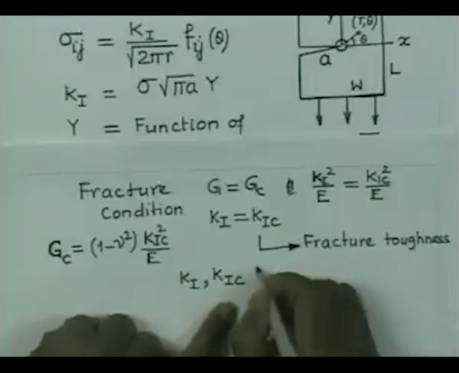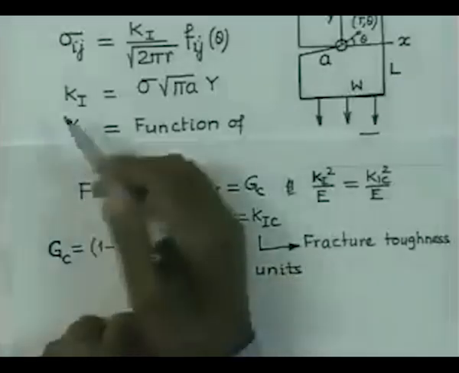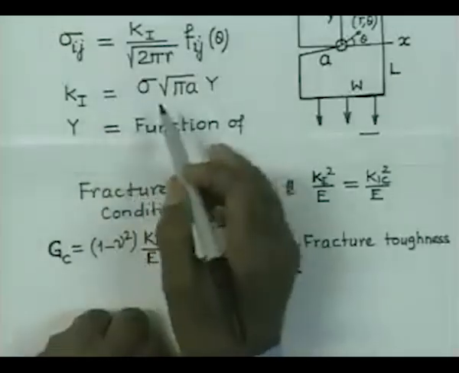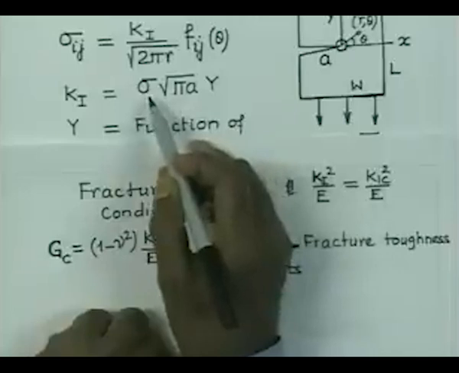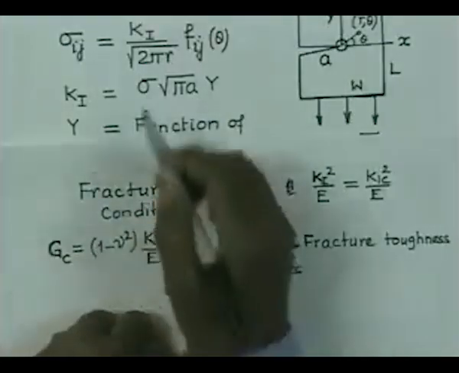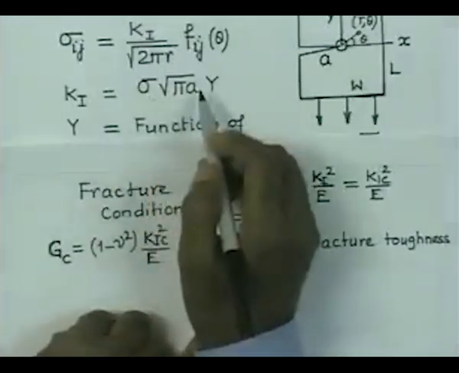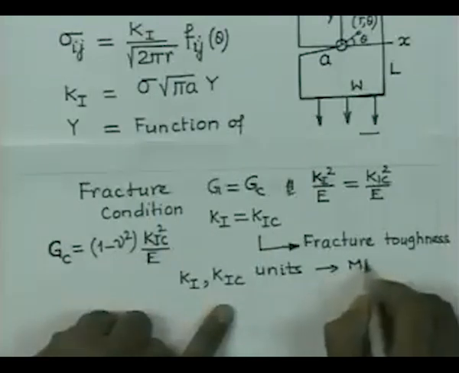Now, what are the units? If you look into the expression for Ki, it is sigma into root pi a into y. Sigma is in Newton per meter square and a is in meter. So, its unit is units of stress multiplied by root meter. So, the unit in the SI system is nothing but MPa root meter.